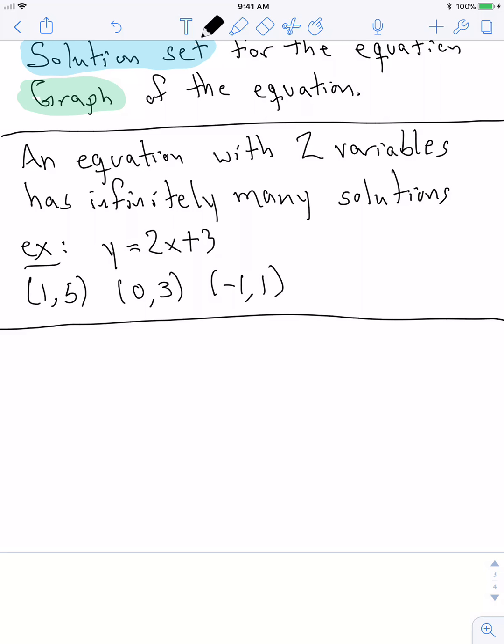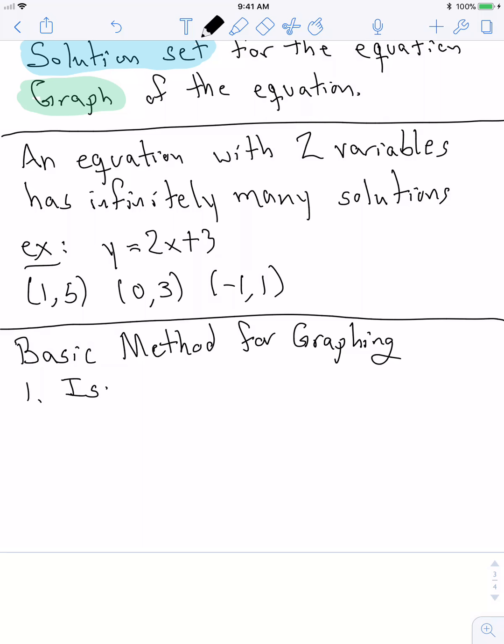And we do this with the basic method for graphing. With this method, we'll be able to take any equation and turn it into something that we can actually look at and use instead of just talk about theoretically all these infinitely many solutions. So there are 4 steps here. The first one is isolate y, or in other words, get y by itself. As we saw in y is equal to 2x plus 3, that's already done, and in a lot of examples it'll be done too.